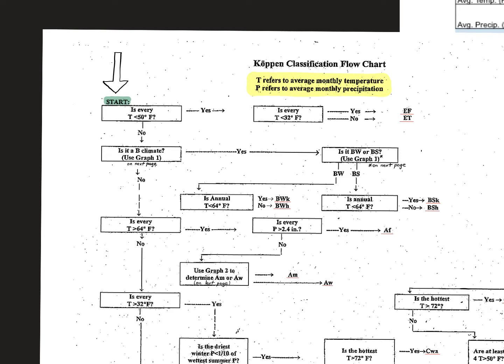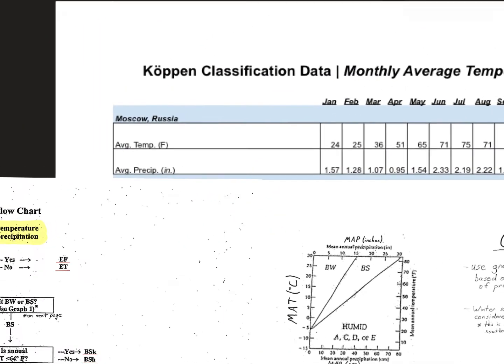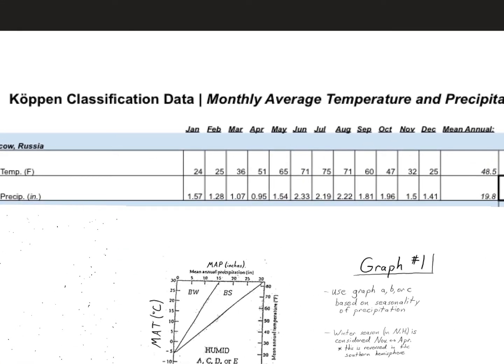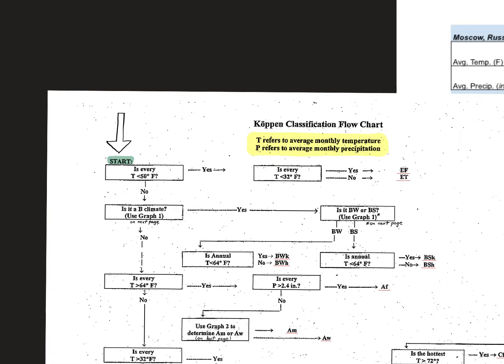If we go back to Moscow's data, is every one less than 50? And we can see here April and May and June and July and August. These numbers are all above 50 degrees. So our first question we would want to answer as good old no. Is every temperature less than 50? No, it is not. So we're going to move on then to our next box here. And the question asks, is it a B climate? Use graph 1 on the next page.